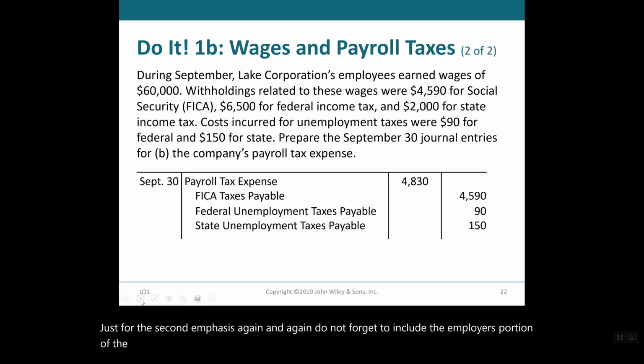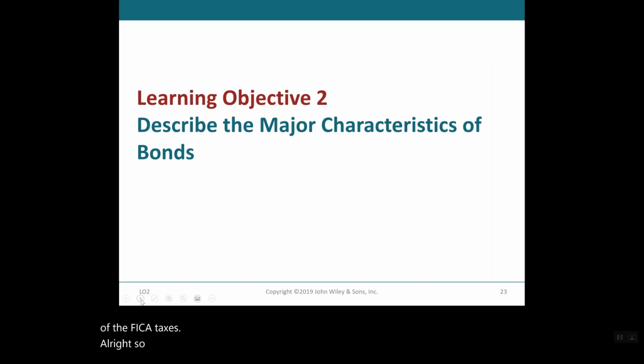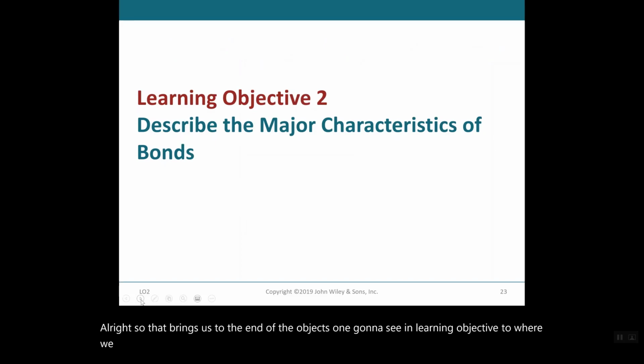Just for the sake of emphasis, again and again, do not forget to include the employer's portion of the FICA taxes. All right, so that brings us to the end of learning objective 1. I'm going to see you in learning objective 2, where we will be describing the major characteristics of bonds. See you then.